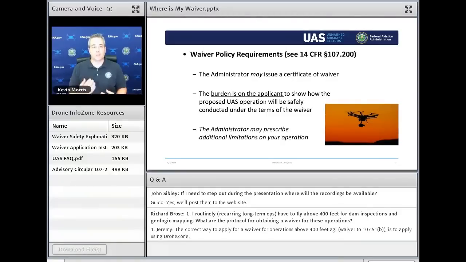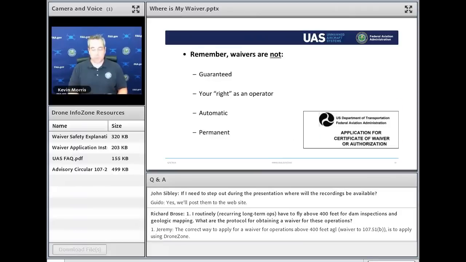And keep in mind, if you look at the last bullet point on the screen there, just because you list safety mitigation steps 1 through 10 on your waiver application doesn't mean that the administrator may not prescribe rules 11, 12, and 13 for you. So the administrator does have the authority to prescribe additional limitations on your operation through your application for a waiver. So remember, waivers are not guaranteed. They're not your right as an operator. They're certainly not automatic, and they are not permanent.